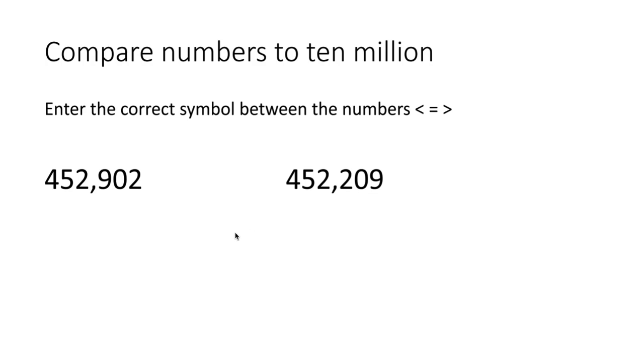Our next example. 452,902. 452,209. They both have 452,000. So this time I need to look all the way into the hundreds, tens and units to spot which is bigger. I've got 902 or 209. Well, I know that 900 is larger than 200, so I know 452,902 is the larger number. 452,902 is greater than 452,209.